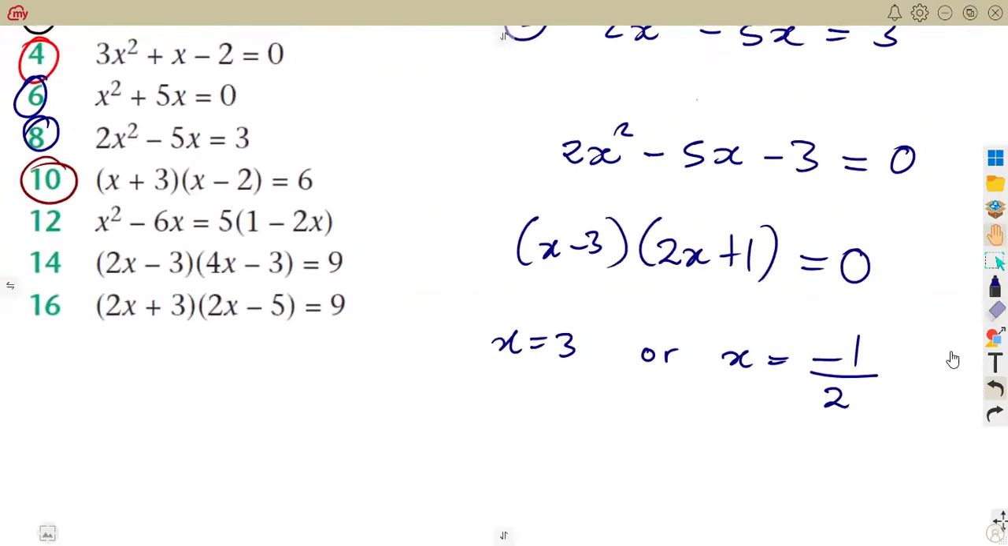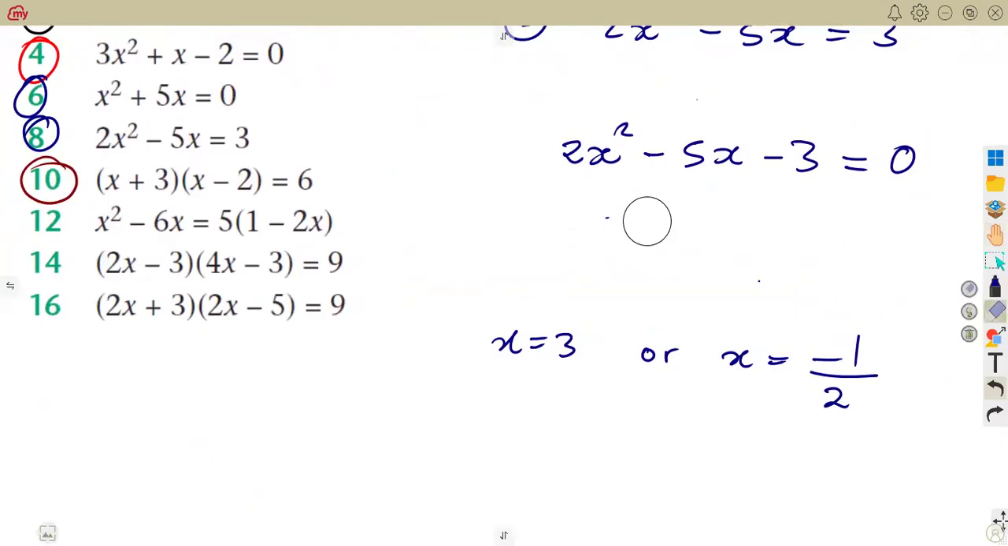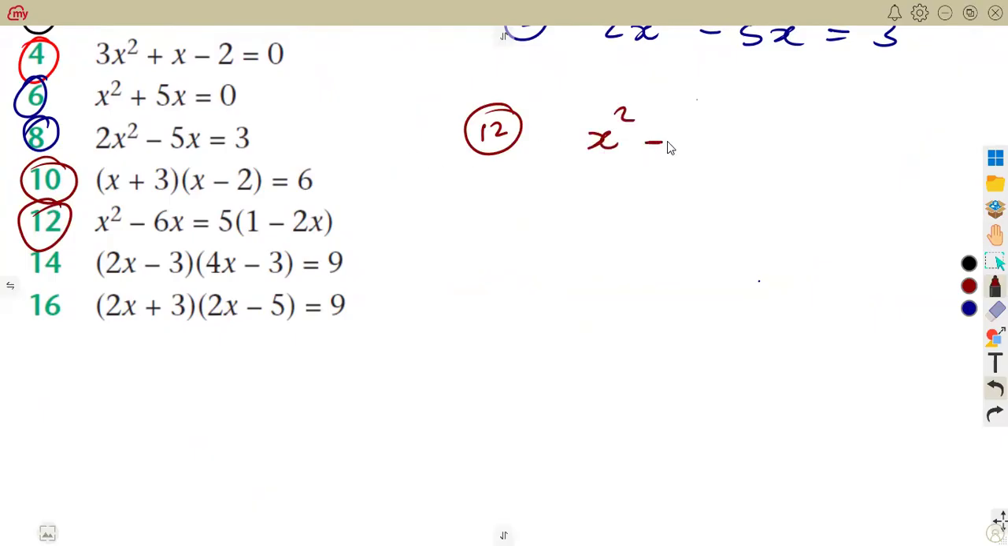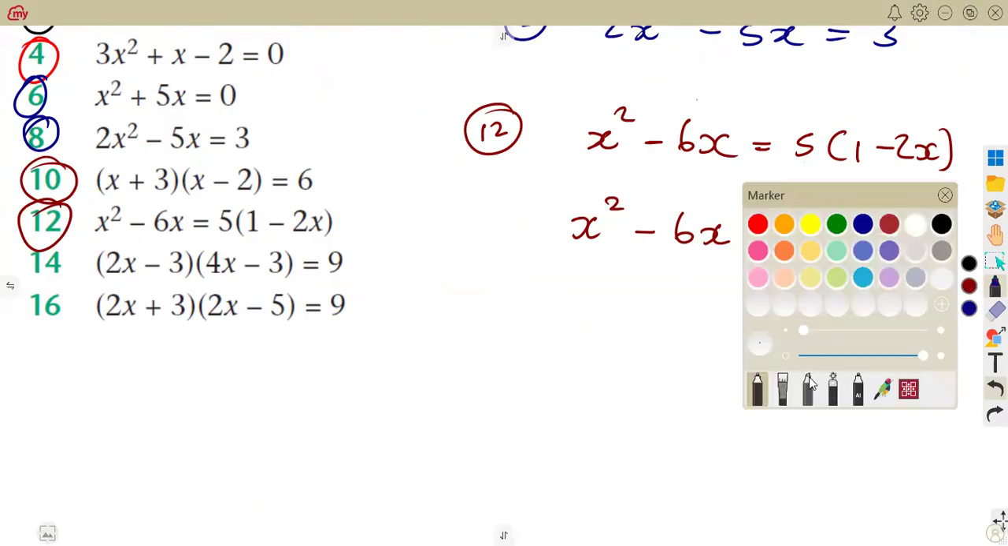Like in some cases, you see that you are forced to expand the brackets that you're given. Same situation as what we are given on number 12. You just need to expand the brackets. We are given x squared minus 6x, so expand the brackets. So we're going to have x squared minus 6x, which is equal to 5.